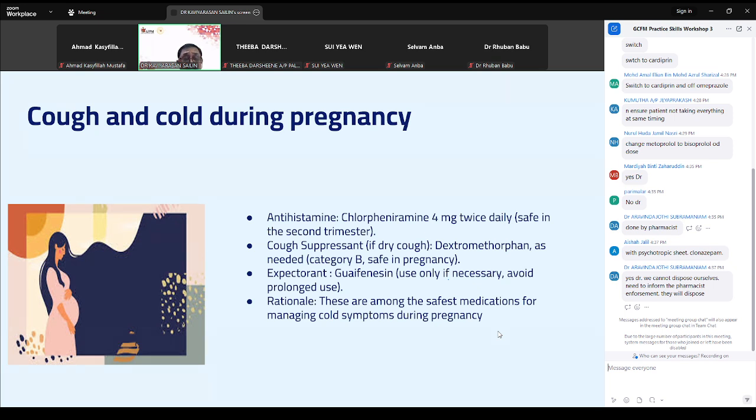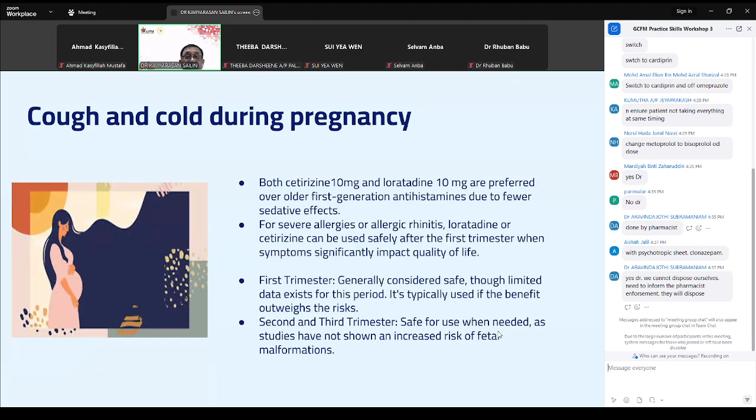And it is safe in the second trimester, okay? Chlorpheniramine. For cough suppressant, dry cough, you can give dextromethorphan, or for phlegm, you can give guaifenesin. These are quite safe during pregnancy. So how about second generation, cetirizine and loratadine? Can we give? Well, they also can be given with fewer sedative effects. They are quite okay because the first generation has a lot of sedative effect. This one doesn't, so you can prescribe once a day. And for severe allergies or allergic rhinitis, loratadine or cetirizine can be safely used in the first trimester when the symptoms significantly impact quality of life.